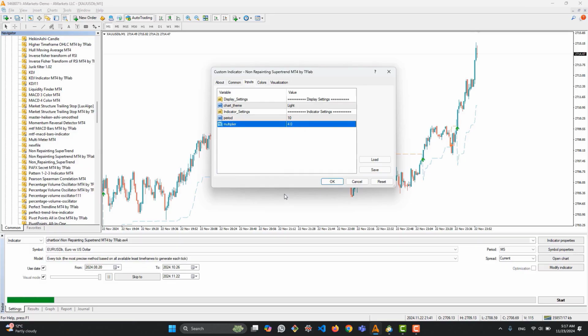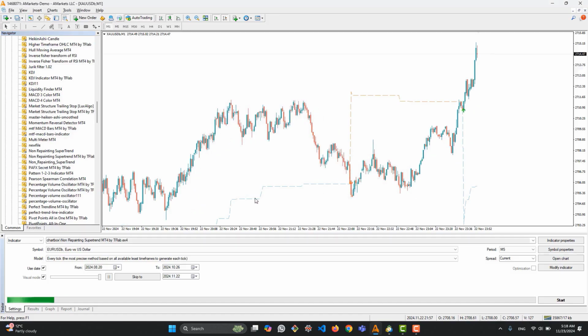The second option is the ATR multiplier used in the calculations of this indicator base. The higher we set this value, the greater the distance of this line from the price will be, both in an uptrend and a downtrend. As you can see, the distance of this line from the price has increased significantly.